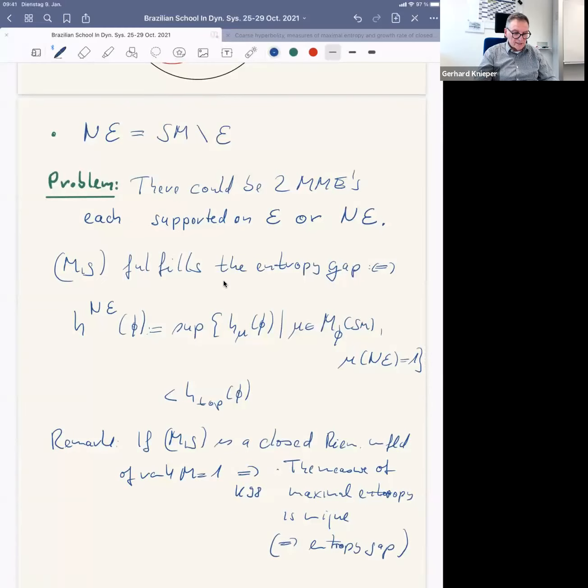where you take measures, so this should stand for invariant measures of the geodesic flow. Probably it's enough to take ergodic, but I didn't mention that. We take all invariant measures of the geodesic flow, and you take only measures which have their support on this non-expansive set, such that the non-expansive set has full measure.